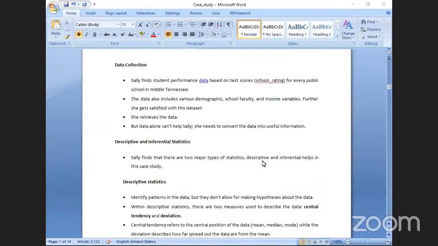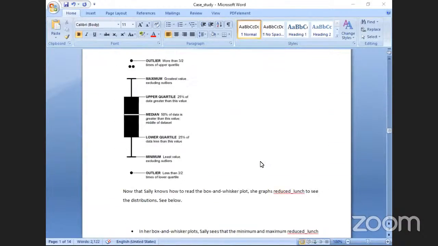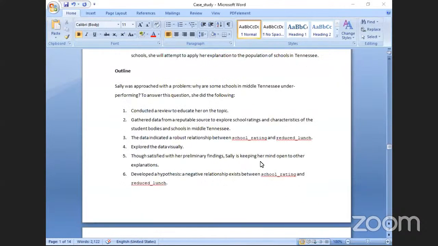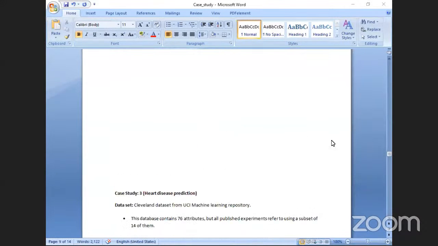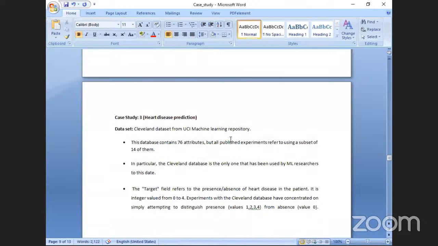And the third case study is about heart disease prediction. How you can use different machine learning algorithms for heart disease prediction, for which I took the Cleveland heart disease data set, a very popular heart disease data set used by many researchers. That's why I considered it and plan to discuss this data set.